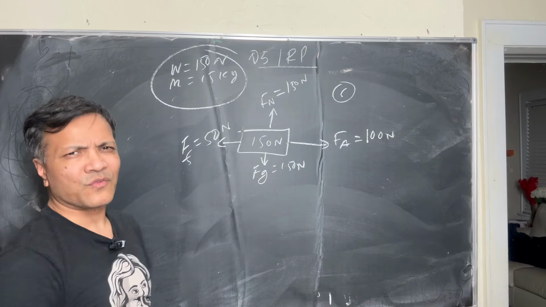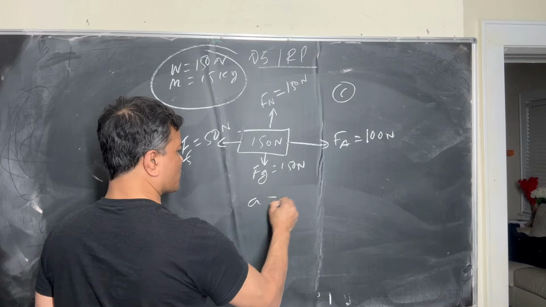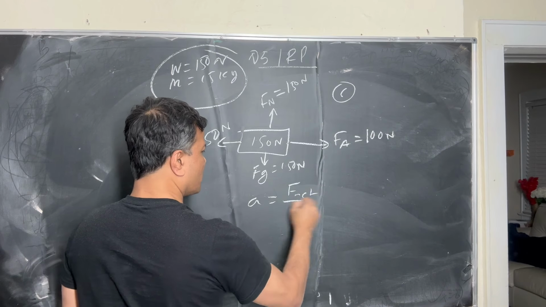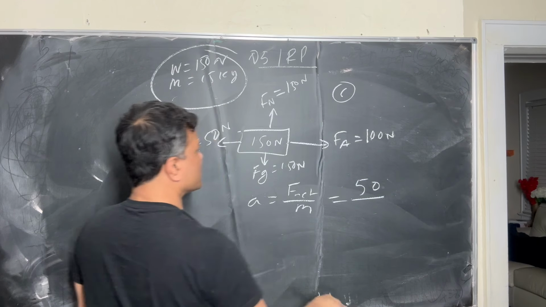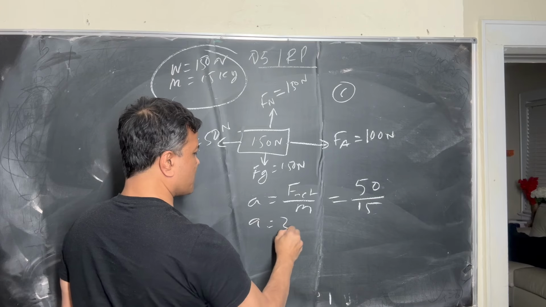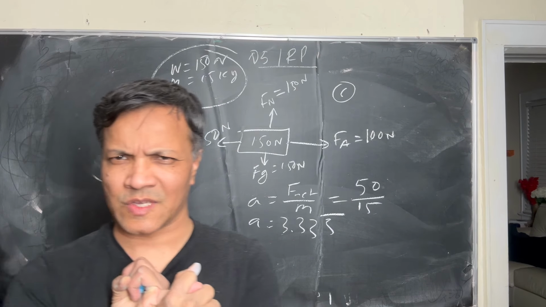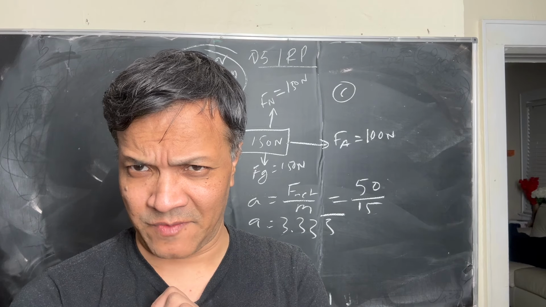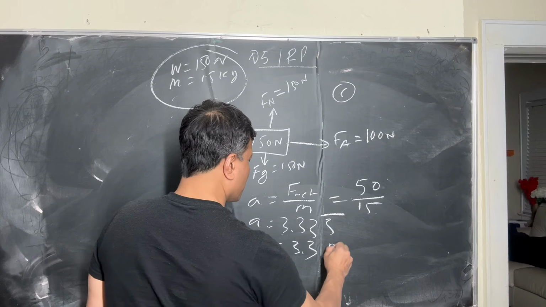Good. What are we trying to find? Acceleration. Acceleration is Newton's second law. a is equal to F net over m. F net is 100 minus 50, 50. m is 15. So acceleration is 3.333 forever. However, I asked for 2 sig fig. I did not ask for 3 sig fig. 2 sig fig, meter per second squared.